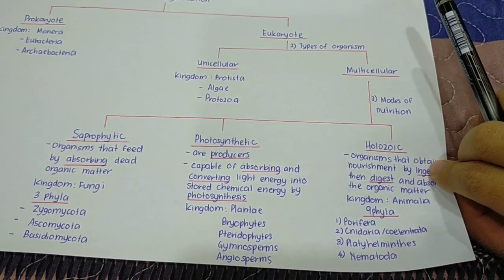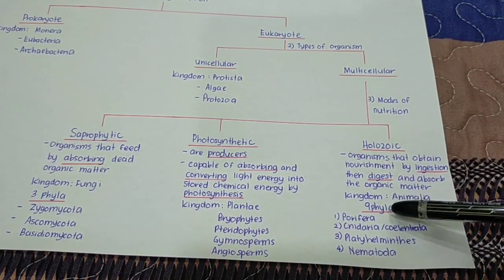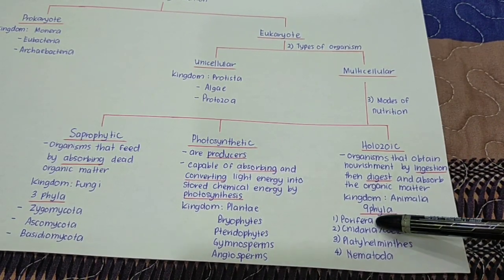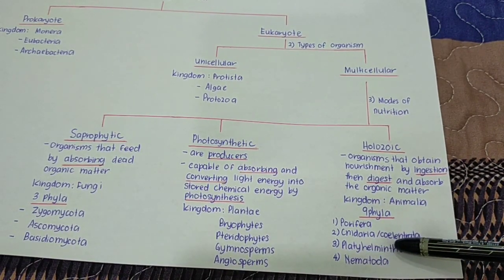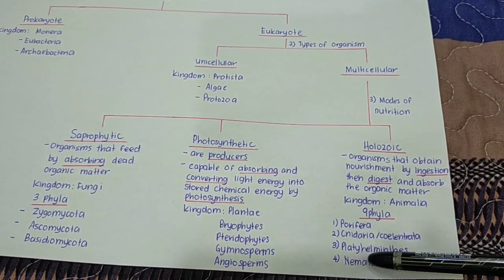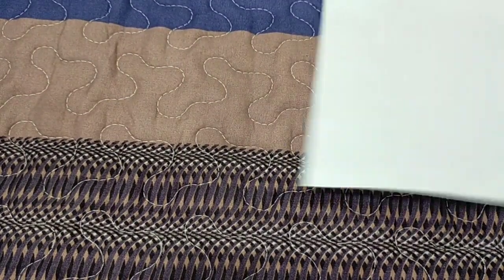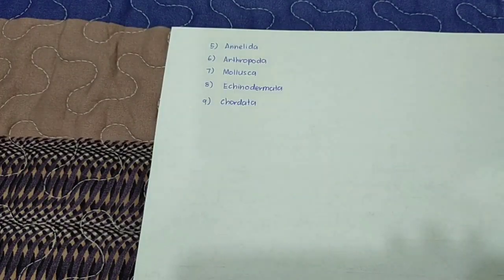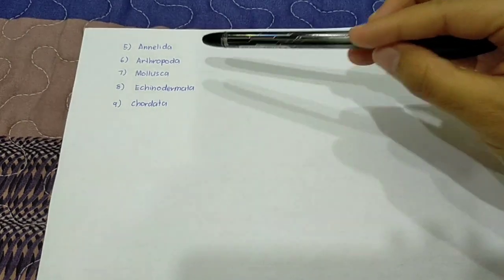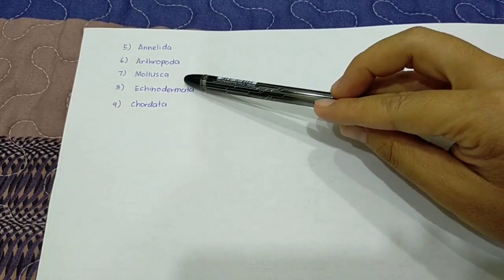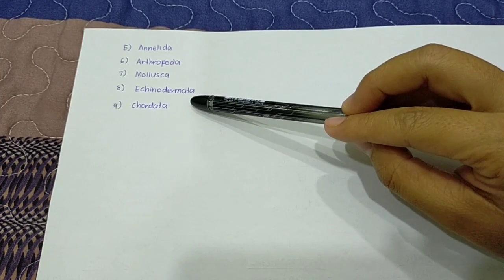Kingdom Animalia will be classified into 9 phyla. It starts with phylum Porifera, second Cnidaria or Coelenterata, third phylum Platyhelminthes, number 4 Nematoda, number 5 phylum Annelida, 6 phylum Arthropoda, 7 phylum Mollusca, 8 Echinodermata, and lastly Chordata. So if we look here, kingdom Animalia has 9 phyla altogether. This one we will also discuss later.